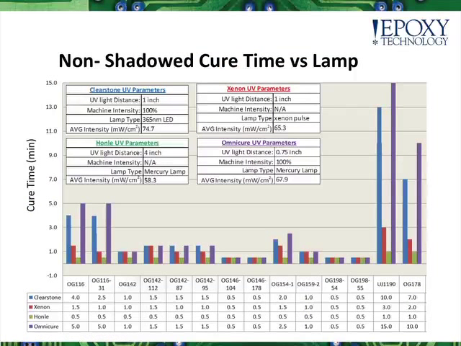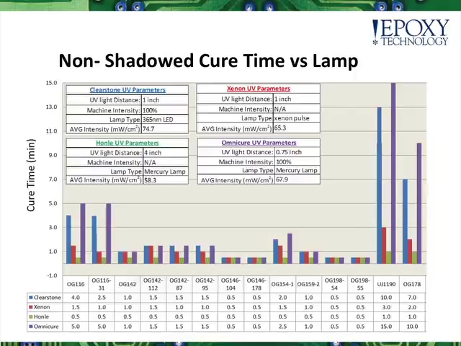We've discussed the basics. Now for the actual data. Here you can see on the y-axis cure time, and on the x-axis a variety of EPO-TEK UV products. We've measured them with 4 different lamps: an LED, a spot cure mercury, a flood cure mercury, and a pulsed xenon lamp.